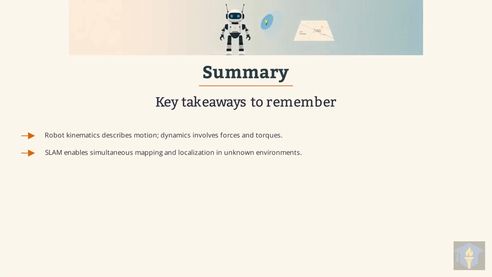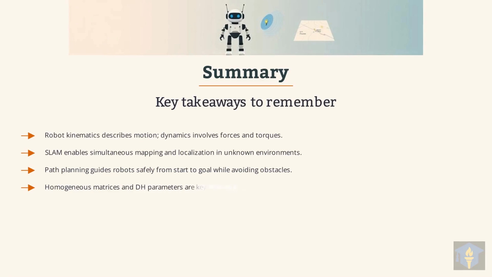SLAM is crucial for robots, allowing them to build a map and pinpoint their location simultaneously in new environments. Path planning ensures robots navigate safely and efficiently from a starting point to a goal, avoiding all obstacles. We learned that homogeneous matrices and Denavit-Hartenberg parameters are fundamental tools for robot kinematics. For robot dynamics, the Lagrangian and Newton-Euler formulations are absolutely central to understanding motion.